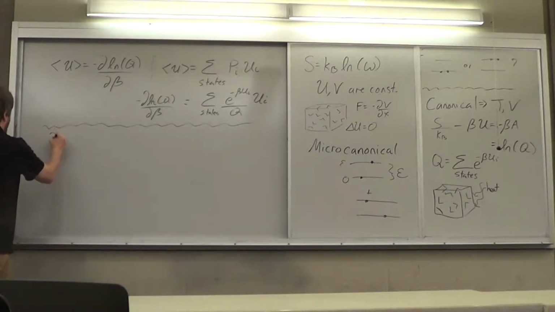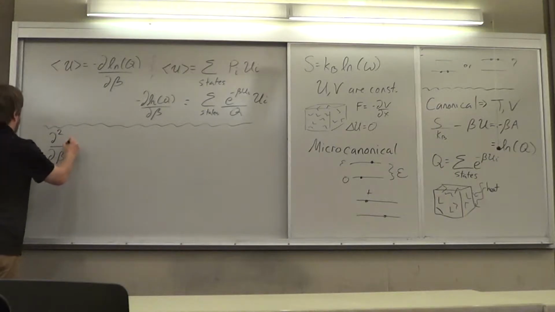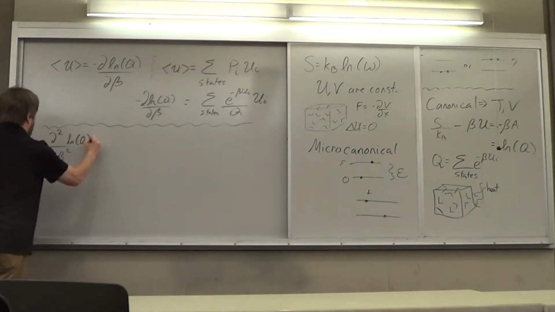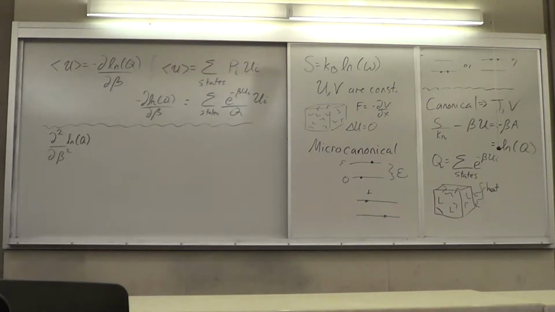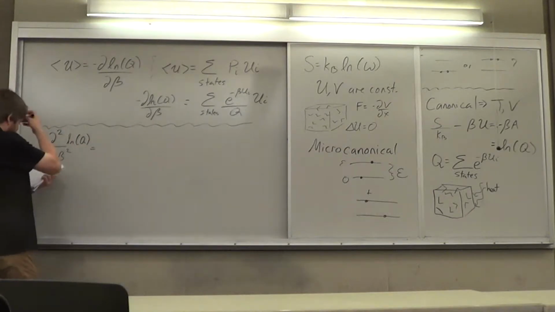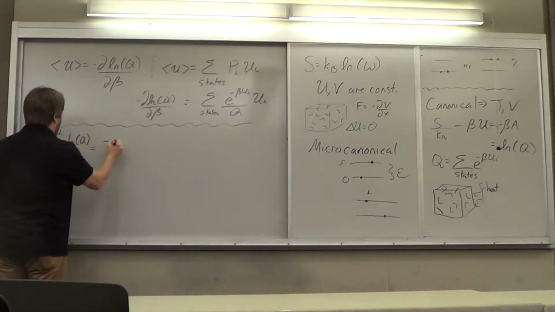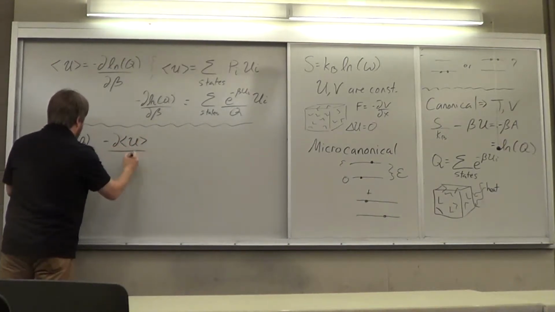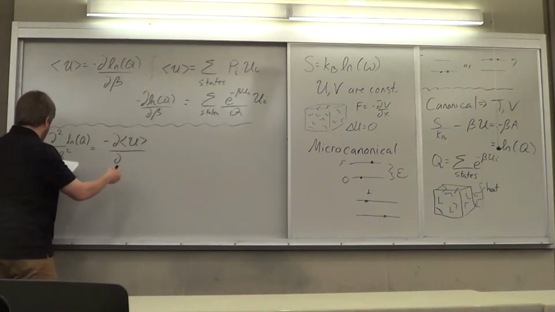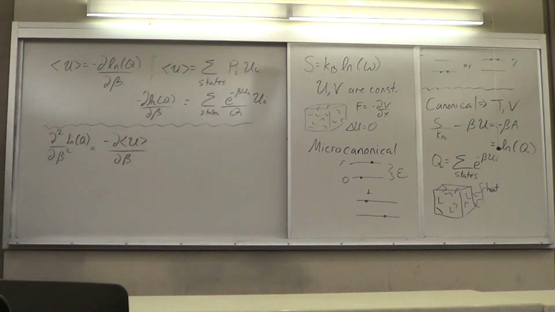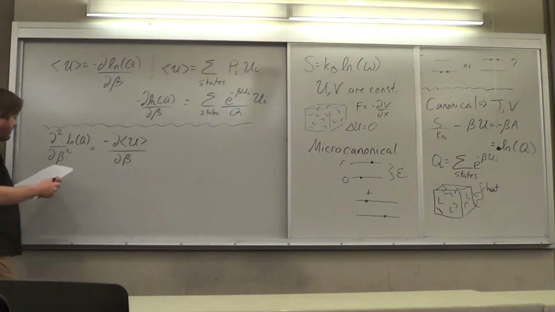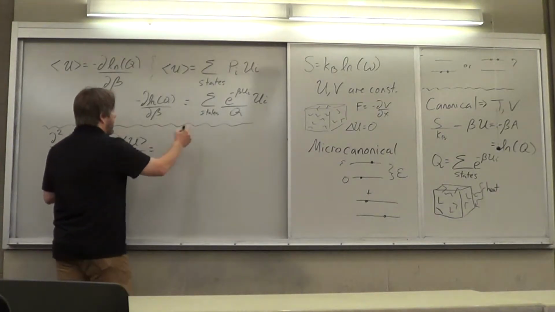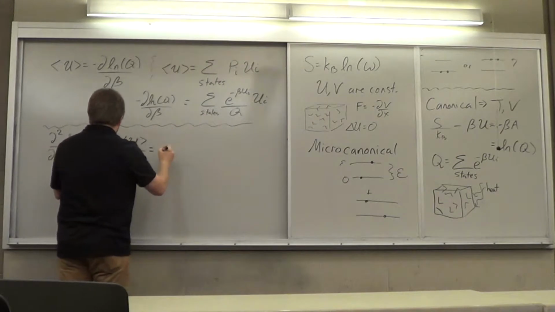Now this is going to appear as a fishing expedition, but what I'm going to do is the double derivative of natural log of Q. Maybe some of you remember, I already told you what we're going to find. Last time, the first derivative gave you minus the average internal energy. So now I'm solving this.